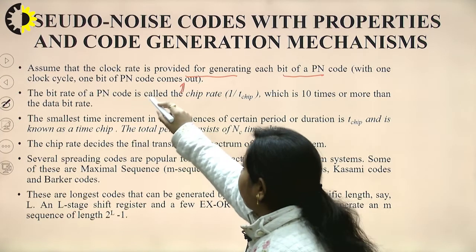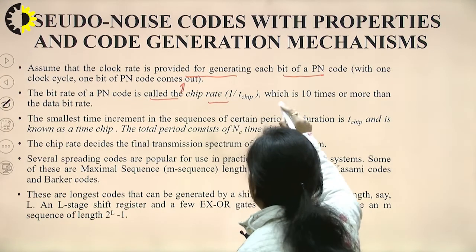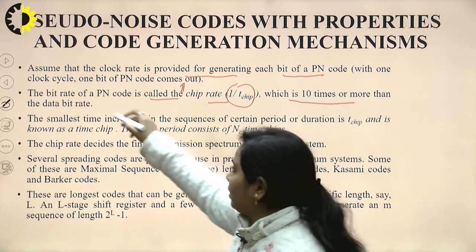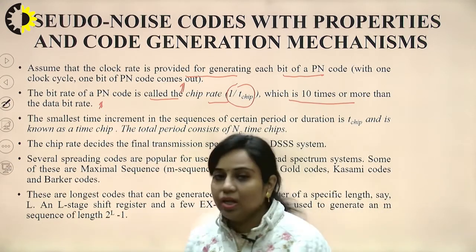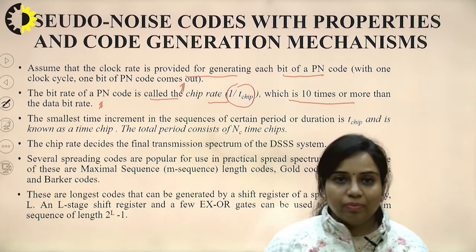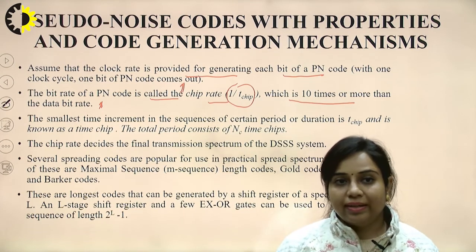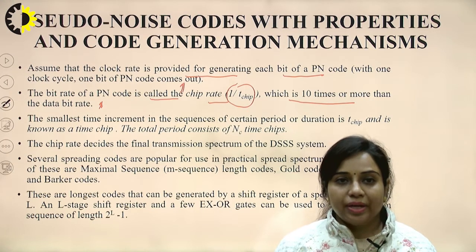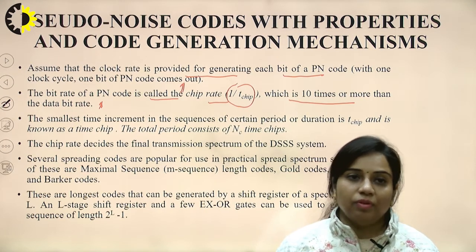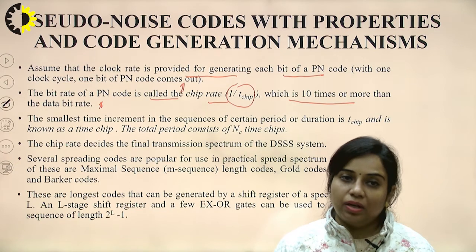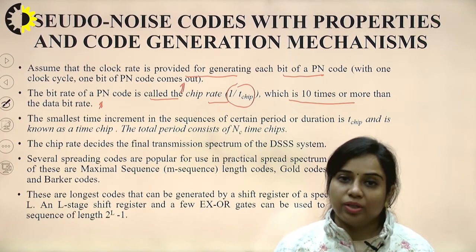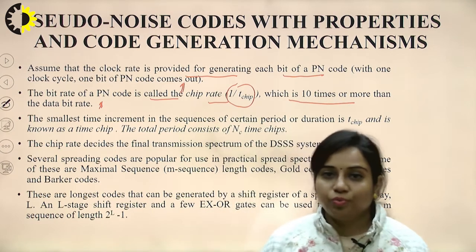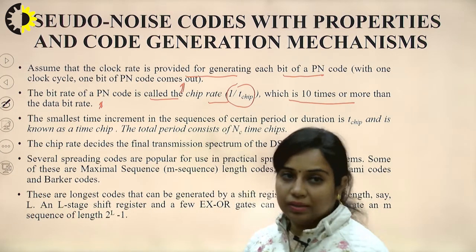The bit rate of a PN code is called the chip rate, denoted by 1 upon Tc, which is 10 times more than the data rate. You can imagine that if 1 bit is the actual data, then we take 10 bits as PN code. This is the rate of generation of the PN code. It should have a larger bandwidth compared to the input data; then only the encryption or security of the information will be achieved.